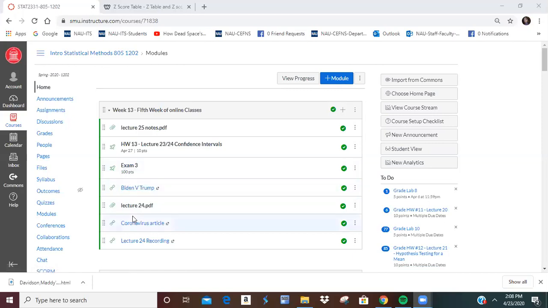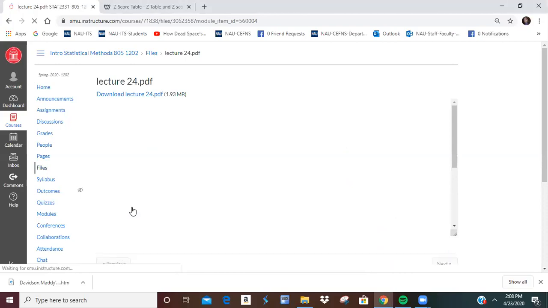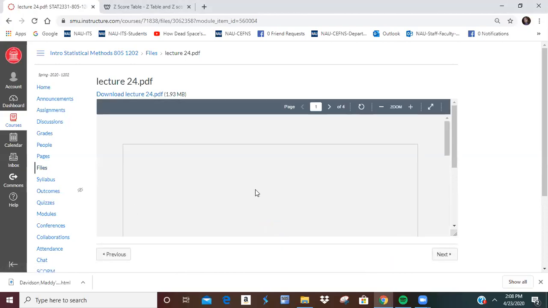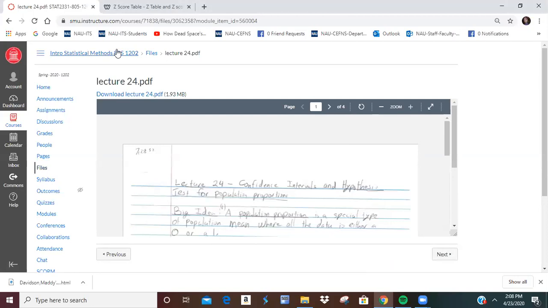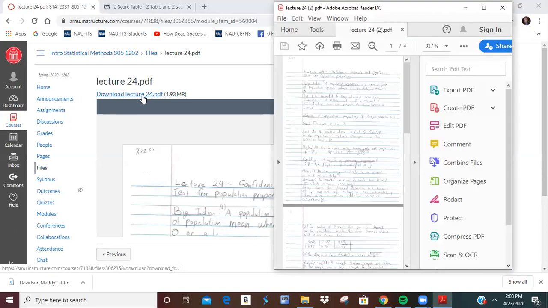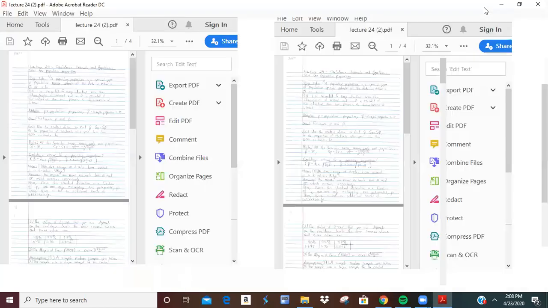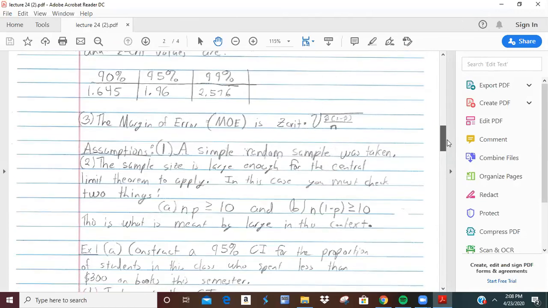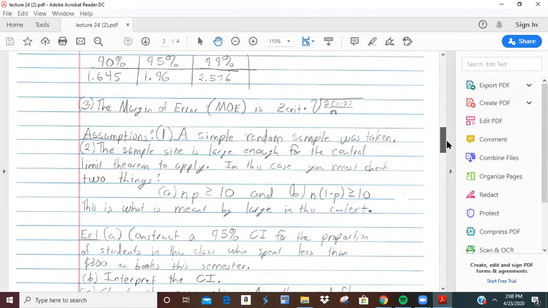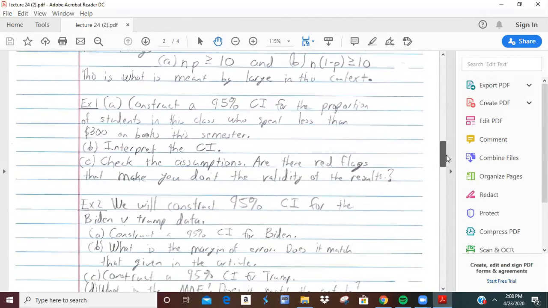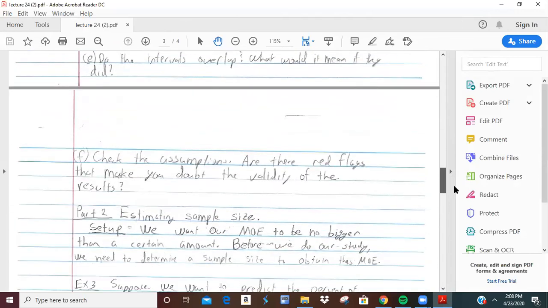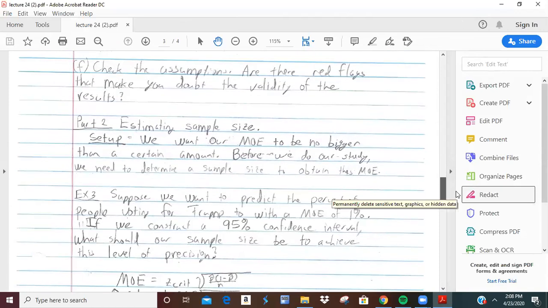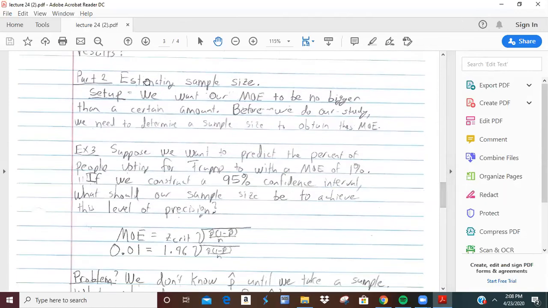Okay, so we are on lecture 24 notes. And we talked about confidence intervals for a proportion, the margin of error. We did this problem already in this one here. All right, so we are going to talk about estimating sample size.